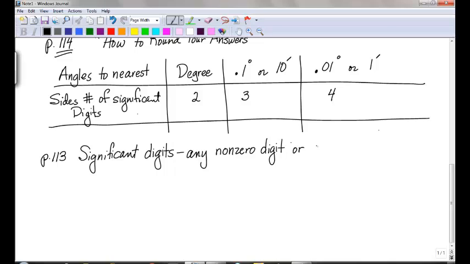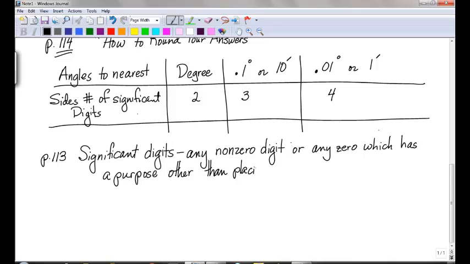Or any zero which has a purpose other than placing the decimal point.